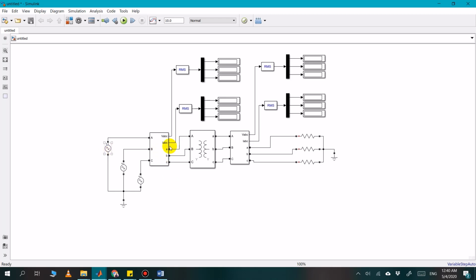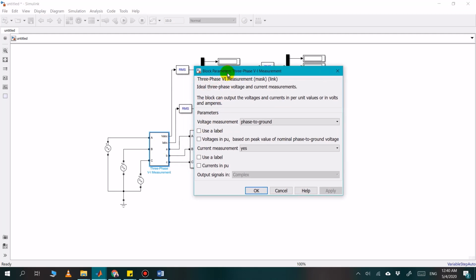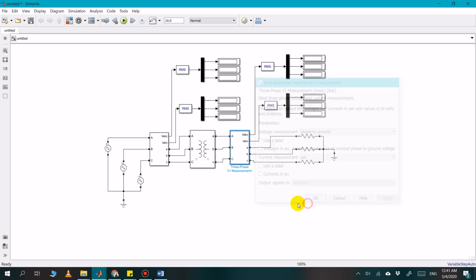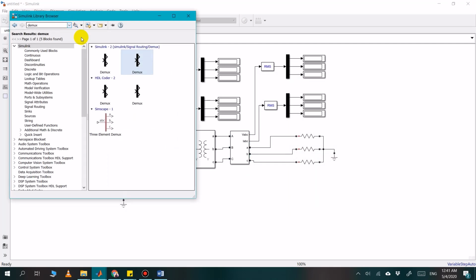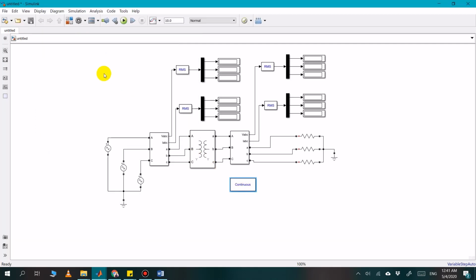Now if you go to the properties of this measurement block, you have the option of phase to ground voltages and phase to phase voltages. So first we will measure the phase to ground voltages. Phase to ground, okay. We need a power GUI block. Okay, now we can run the simulation.